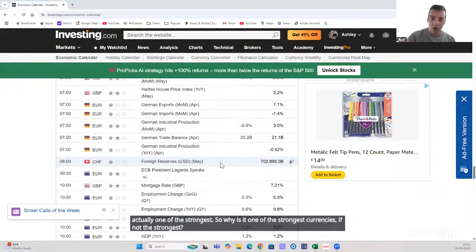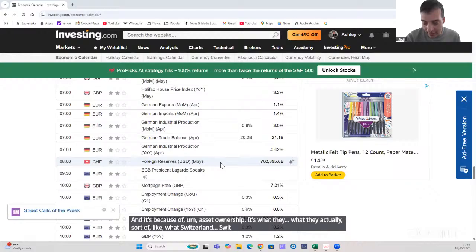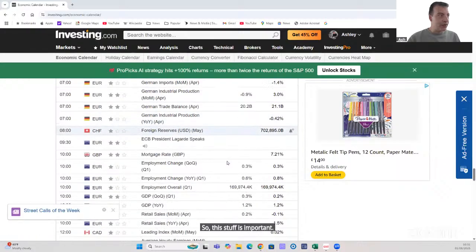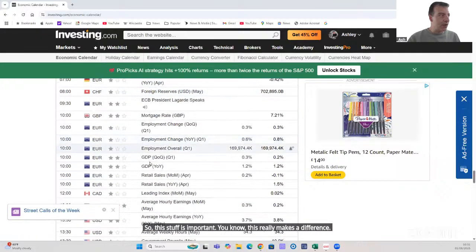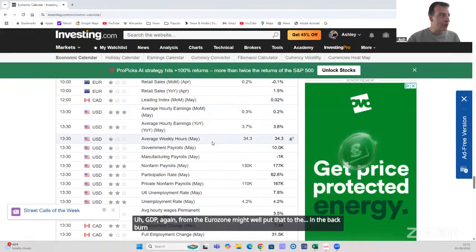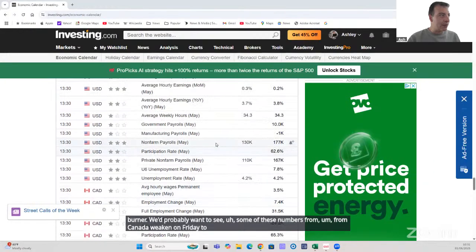And it's because of asset ownership. Switzerland's economy owns a lot of foreign assets. So this stuff is important. This really makes a difference. GDP again from the Eurozone might well put that in the back burner. We probably want to see some of these numbers from Canada weaken on Friday to continue the theme of weaker CAD.